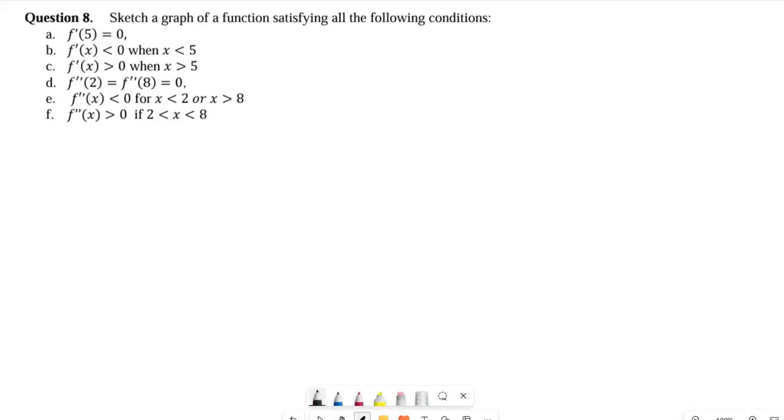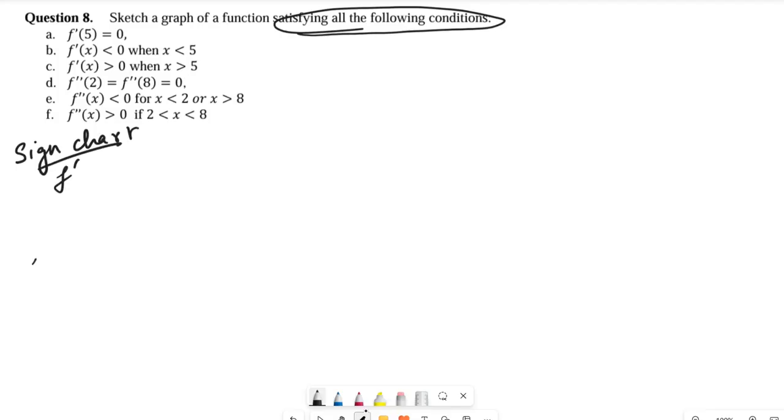Here we have a question which is about graphing. Sketch a graph of a function which satisfies all the following conditions. So what I suggest is you draw a sign chart for f prime and a sign chart for f double prime, the second derivative. Let's work on the sign chart for f prime.